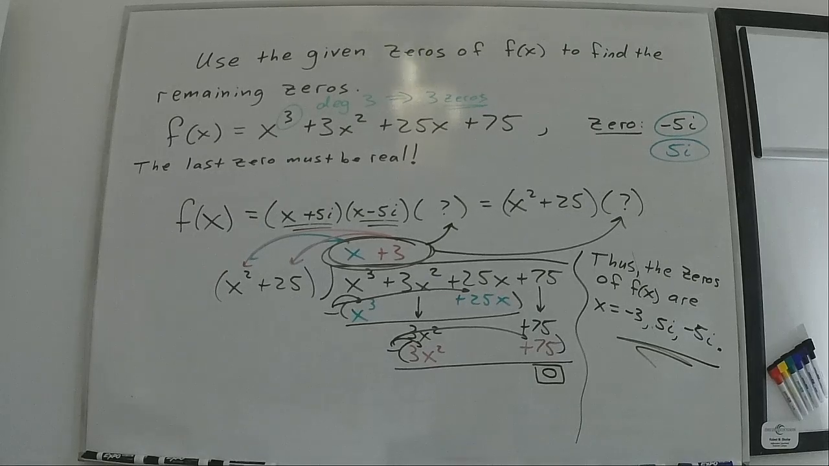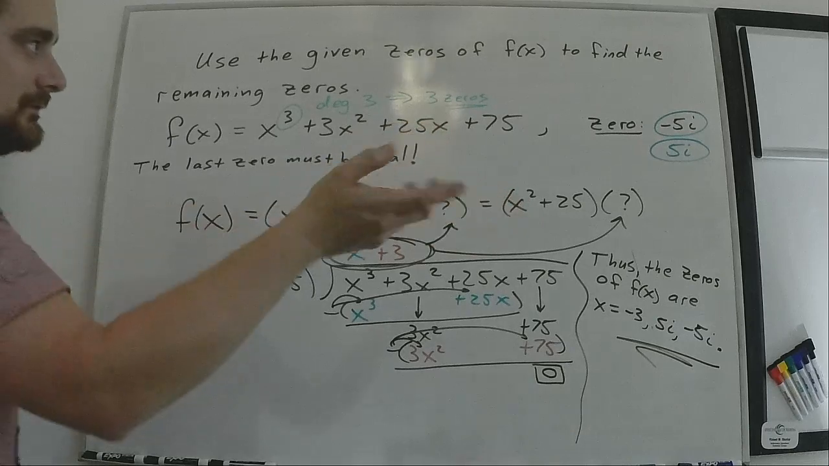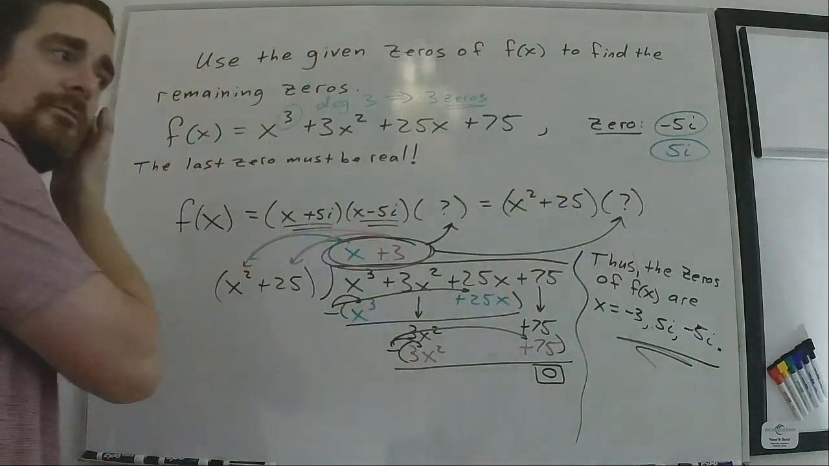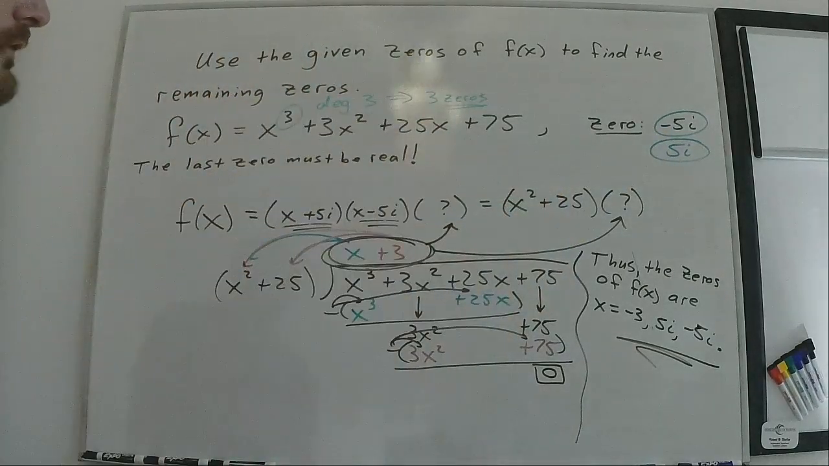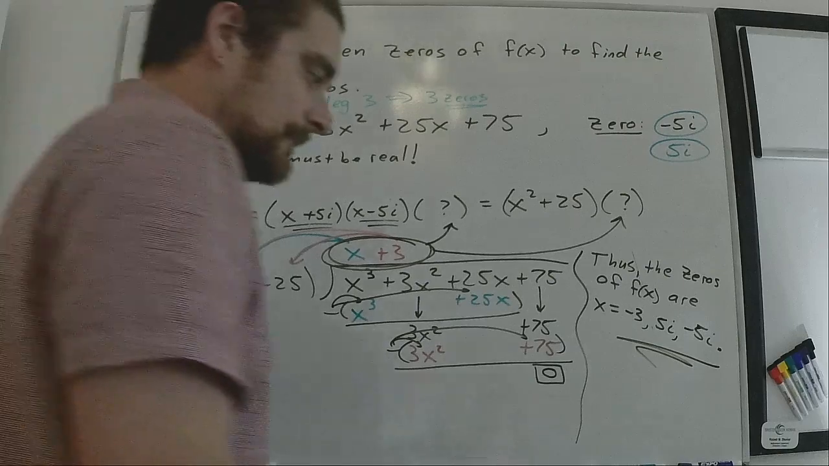Now this one, they give you a little boost in the beginning. They said, "Oh, I found one of the zeros for you. Can you please find the rest?" And there were only 2 more to find. That's not too terrible of a challenge to do.